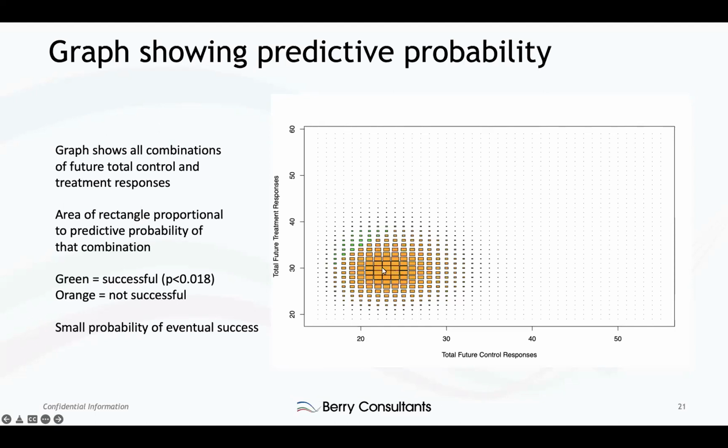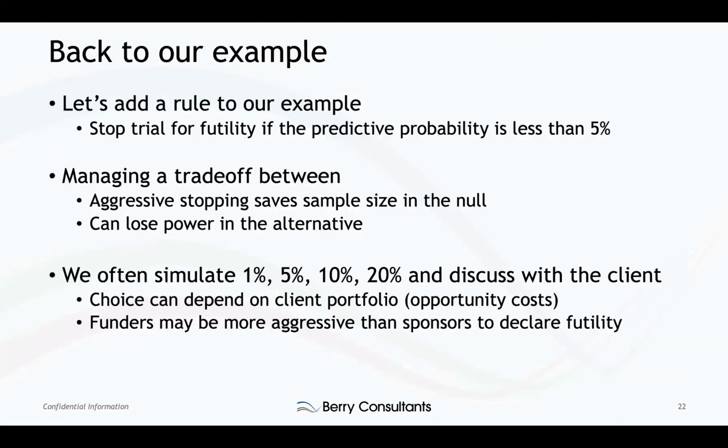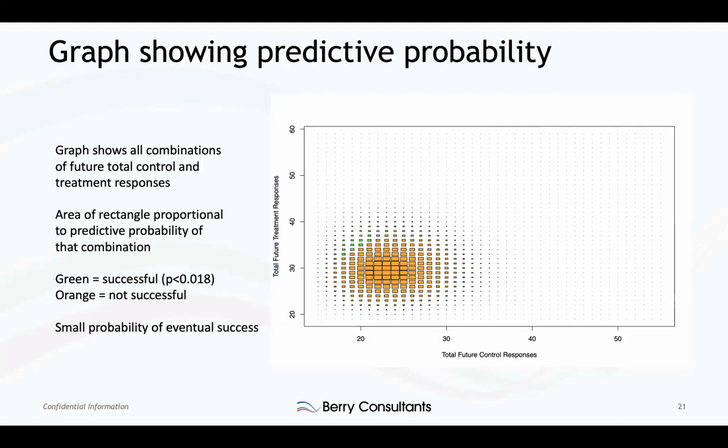And the area of these rectangles is proportional to their probability. Orange means these are outcomes where I don't win in the future. Green means that I do. You can see I'm overwhelmingly likely to end up with a final result where I lose the trial. And so this has a low predictive probability, and I might want to go ahead and stop. It's in the 5% range.